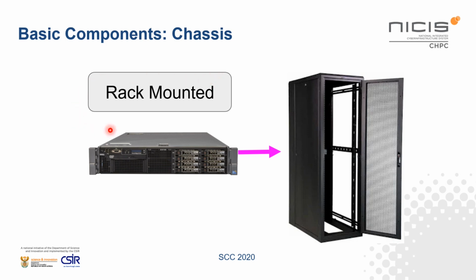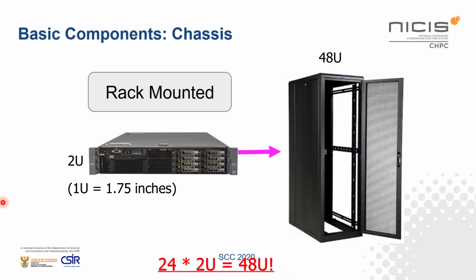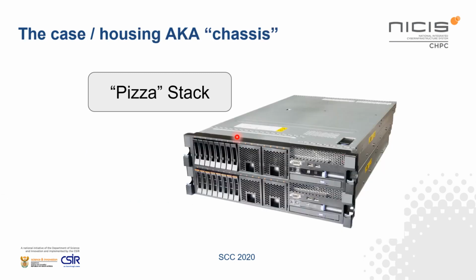And the first chassis to be aware of is the rack-mounted chassis. These are placed inside a dedicated server rack, and hence their term rack-mounted chassis. Each rack-mounted chassis will have a U rating, which describes its height, and these will determine how many you can fit in a rack. And each rack also has a U rating for how many U's it can hold. So for example, if this was a 2U system and this was a 48U rack, you can work it out.